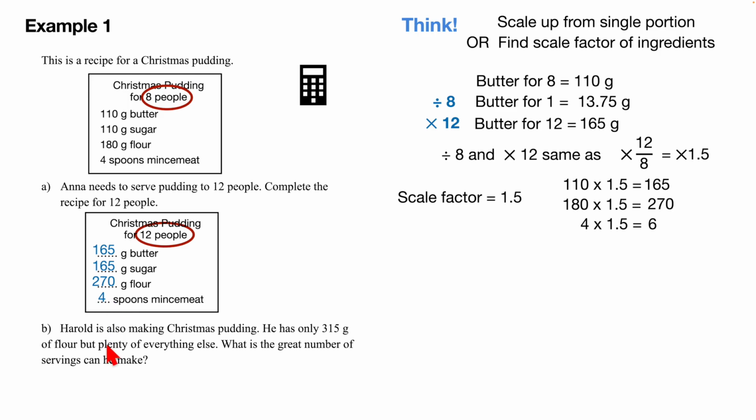Oh, by coincidence, here's the second type of question. Harold is making Christmas pudding. He only has 315 grams of flour, but plenty of everything else. What is the greatest number of servings he can make? Think.